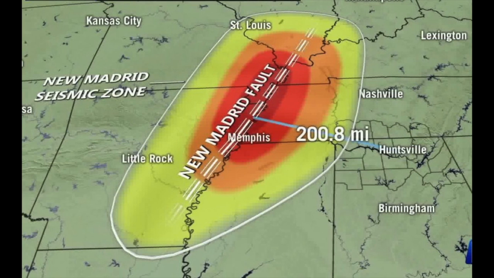The New Madrid Earthquakes were a series of three intense earthquakes that occurred in December of 1811, January and February of 1812. They all occurred in and around the frontier town of New Madrid. This area where they occurred is around the New Madrid Fault, and this area is now labeled the New Madrid Seismic Zone.